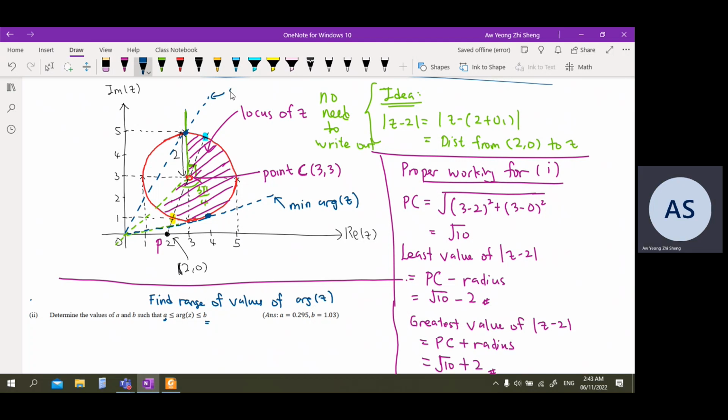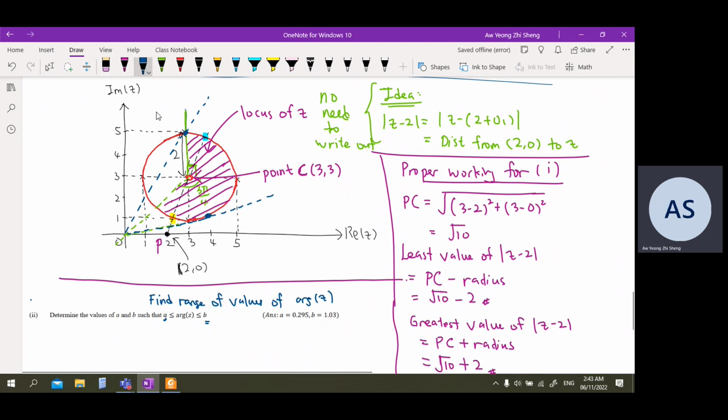This direction should give you maximum argument Z. You don't really need to write out the words minimum argument Z and maximum argument Z. You don't really have to write out the words, you just have to know. Okay. Now I just erase these words since they are not necessary. Right. So let's find the minimum argument Z.